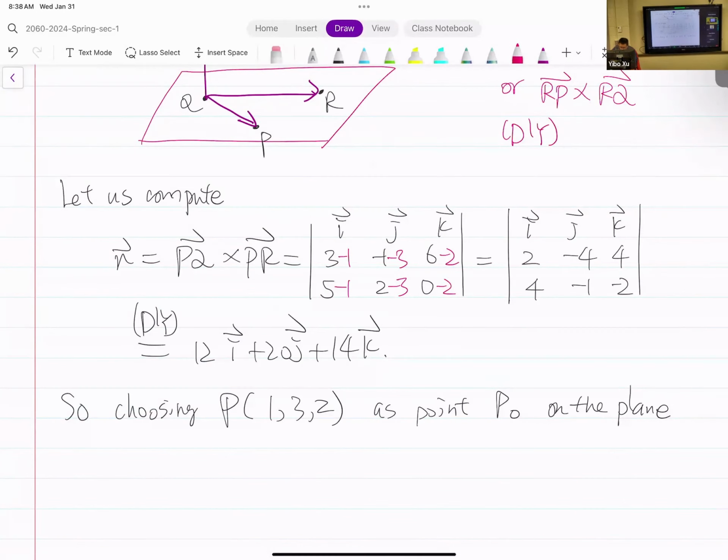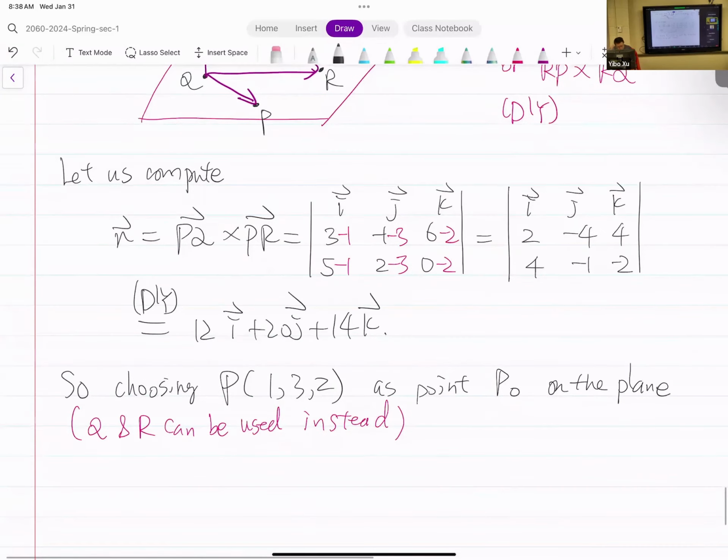And let me write in the red bracket again, about the comments that Q and R can be chosen instead. But if you feel that you need to verify this, make sure to do that.